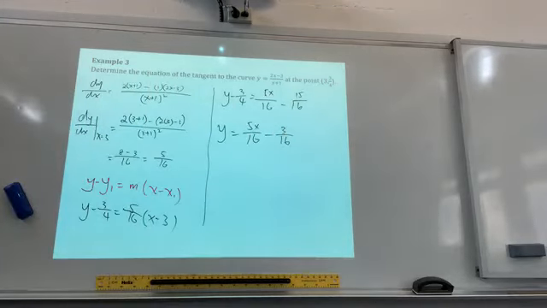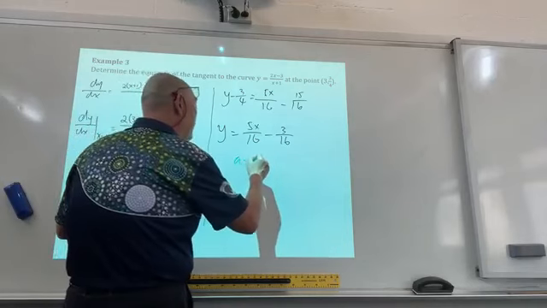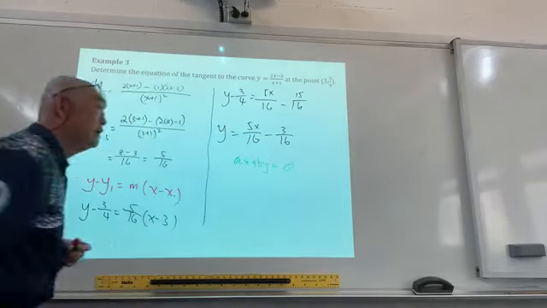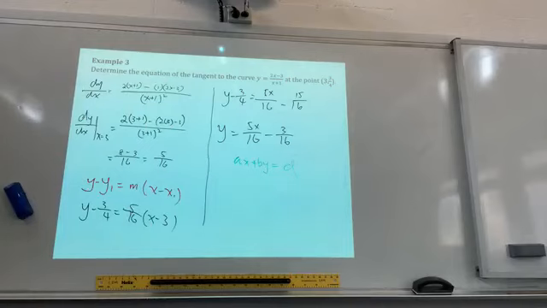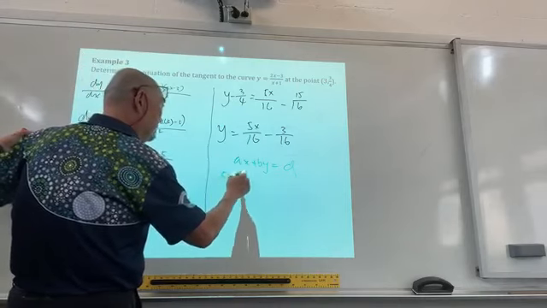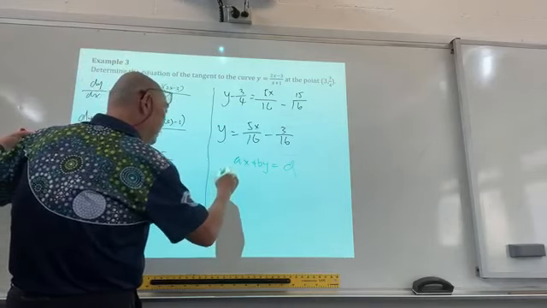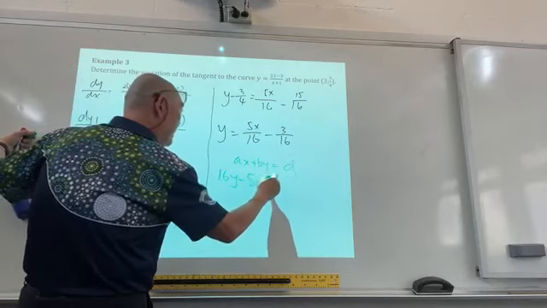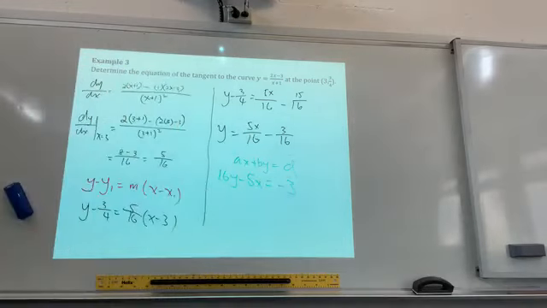All right. It depends on what the question asks. Sometimes the question asks you to give it in the format of ax plus by equals d. All right. In that case, what you need to do is rearrange. This will be 16y minus 5x equals minus 3. If you're asked to do it in that format, read the question carefully. All right, read the question carefully and make sure that you know what is happening.